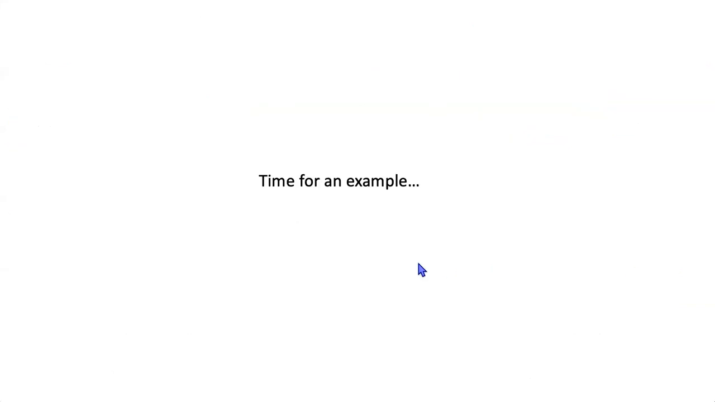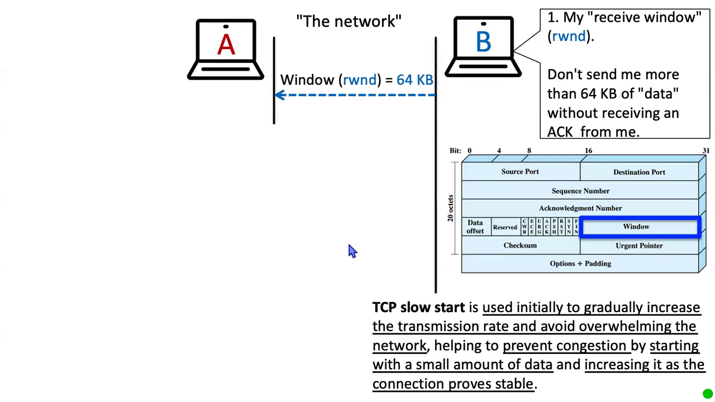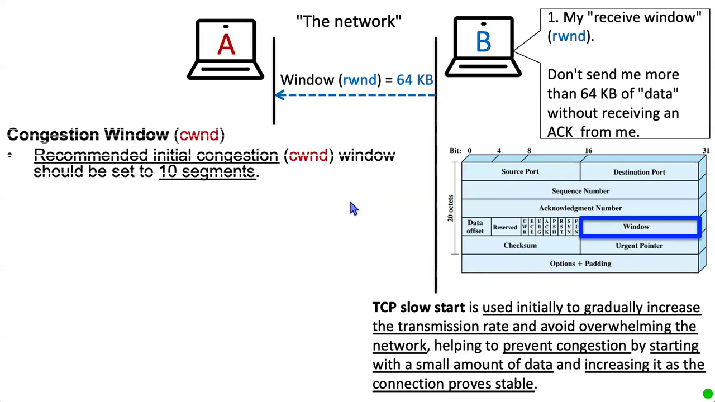Okay, time for a little example. Again, TCP slow start is used initially to gradually increase the transmission rate and avoid overwhelming the network, helping to prevent congestion by starting with a small amount of data and increasing it as the congestion proves stable. In this example, we're going to assume no congestion on the network. Congestion we'll take a look at in a later video.